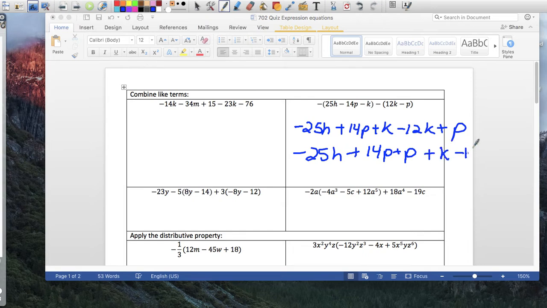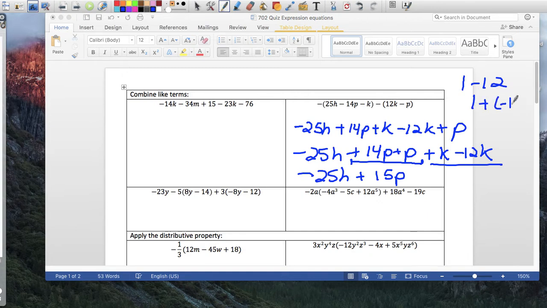And 2 k's here, okay? So let's take care of, well, this guy is not doing anything. Take care of this guy. It's 14p plus 1p is 15p, so that's easy. And this is 1k minus 12k, so it's 1 minus 12 if you take out the variables, or 1 plus negative 12. And we get negative 11. Okay.